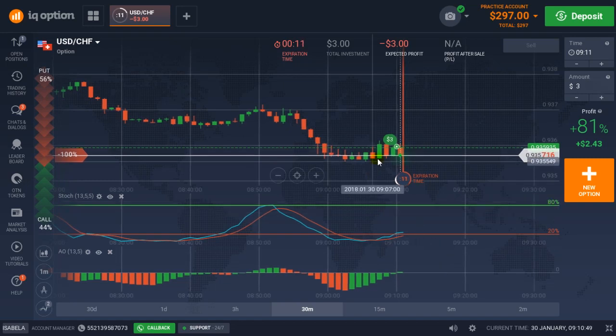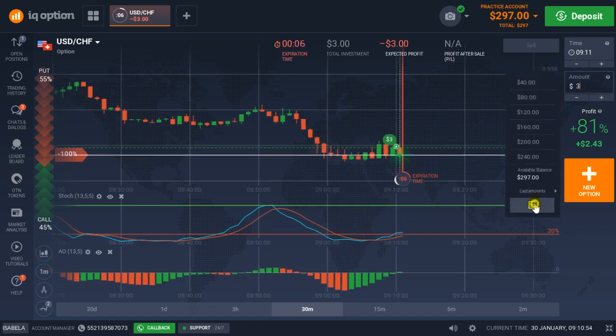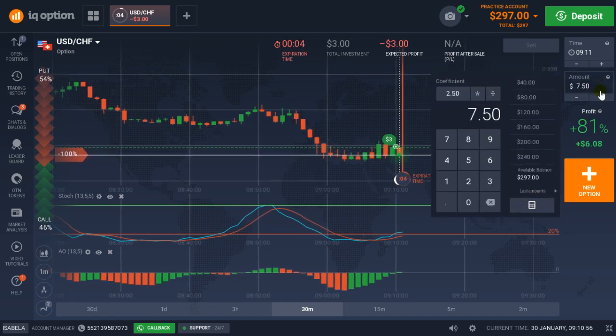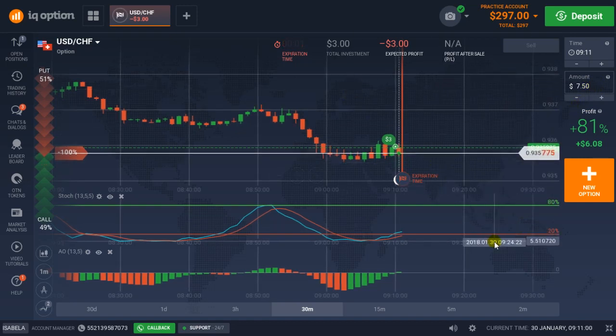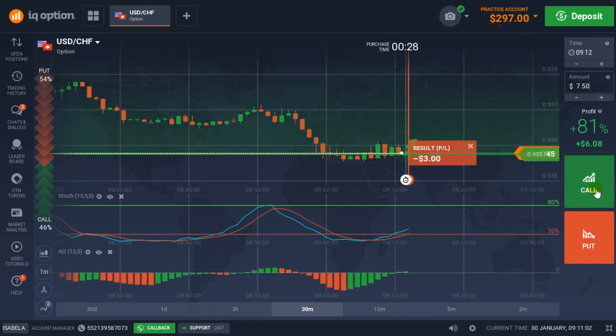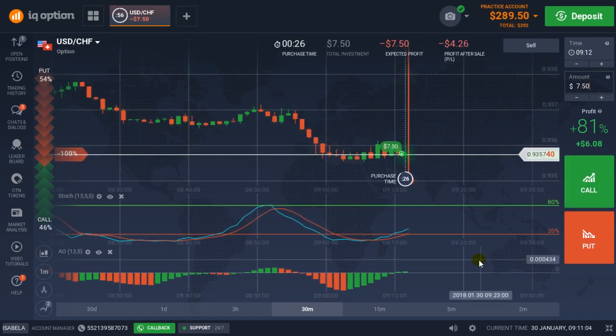Okay, at this time it seems that we're not going to get a winning trade, so what do? As by the rules, we multiply our initial trade amount by 2.5 times, and okay, we lost, and I get into a call trade.